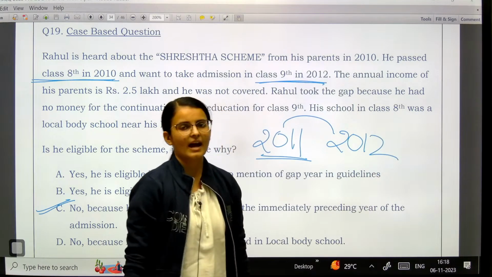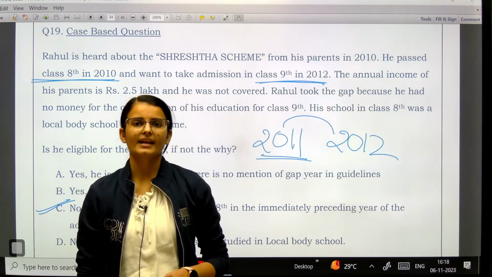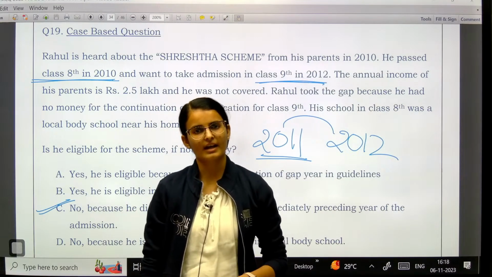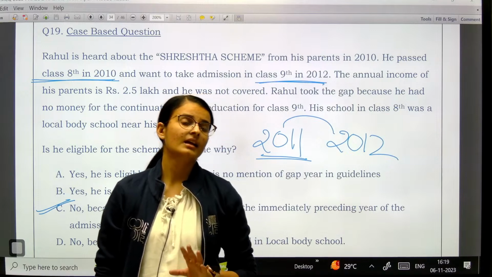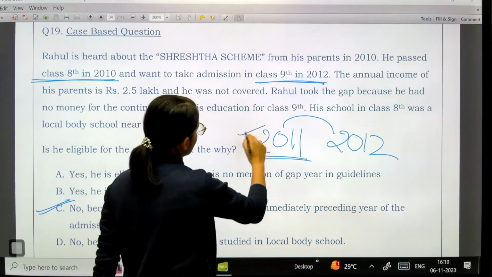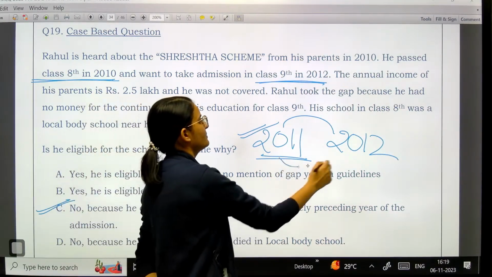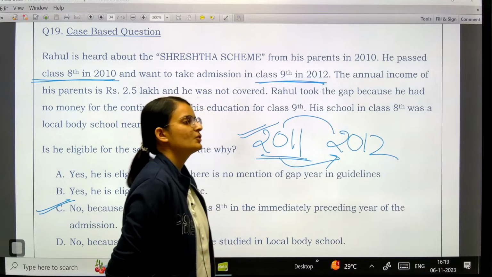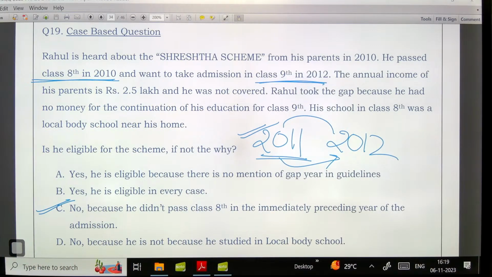So as per the guidelines of the Shrestha scheme, any student can take admission in class 9 or class 11 if they have passed class 8th and class 10th in the immediately preceding year. That is, he should have passed class 8 in 2011. Only then can he take admission in class 9 in 2012. Got this point? Clear?